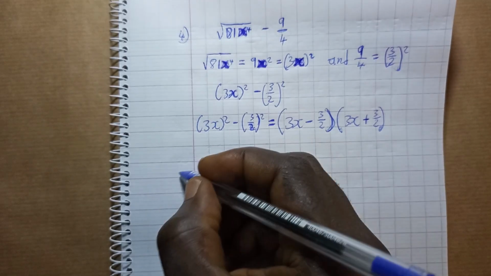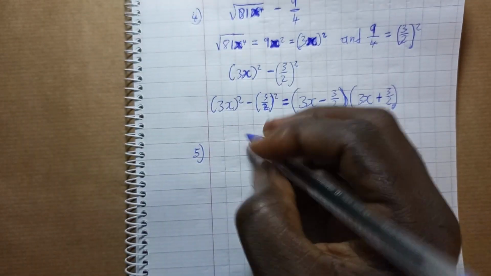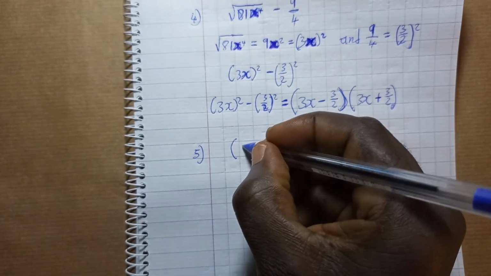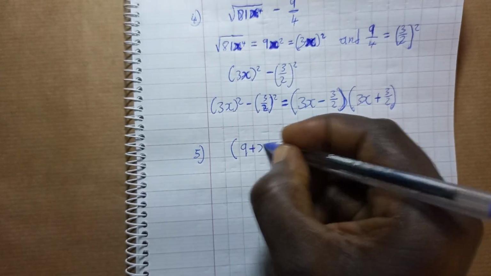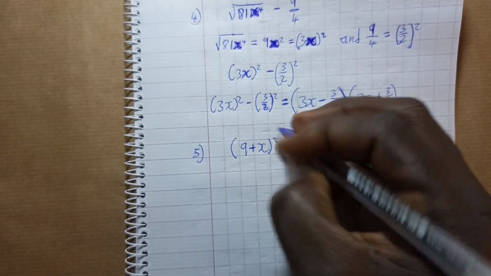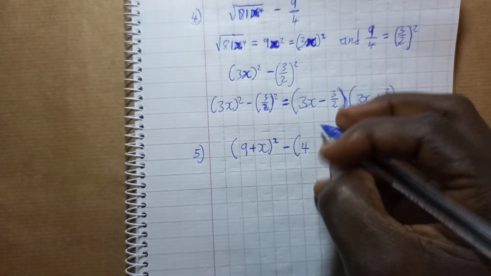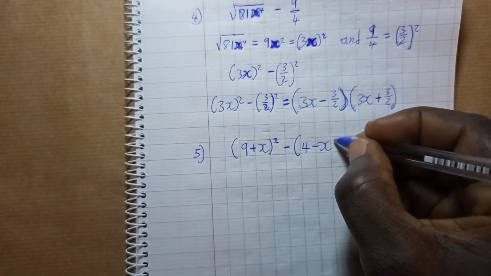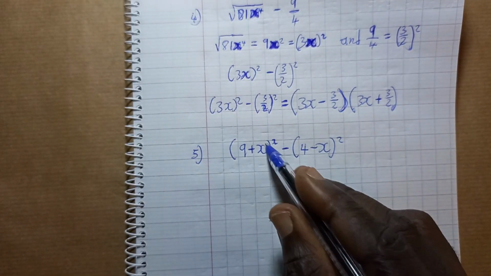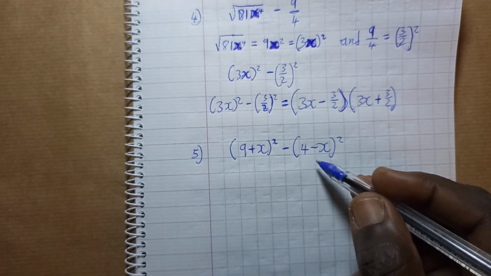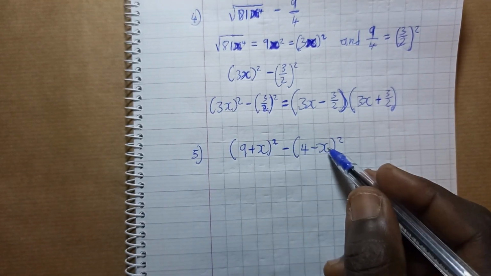And then we move over to number 5. Number 5, the expression is open bracket 9 plus x close bracket square minus open bracket 4 minus x close bracket square. So you can observe vividly that it is already in perfect square form. Now the difference of two squares.